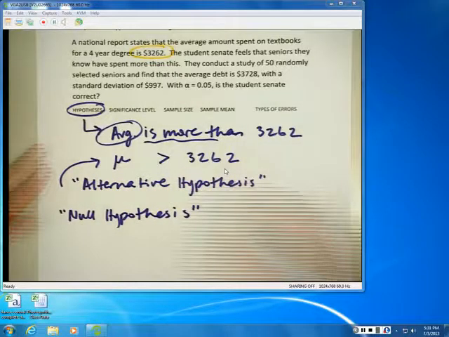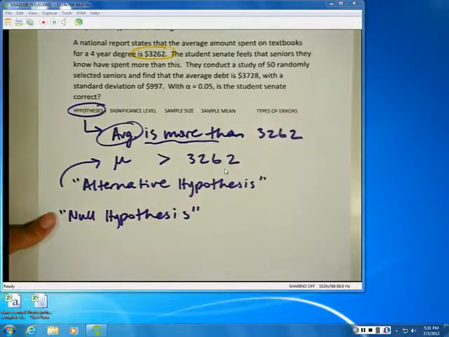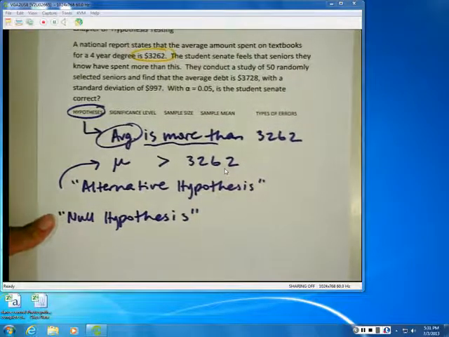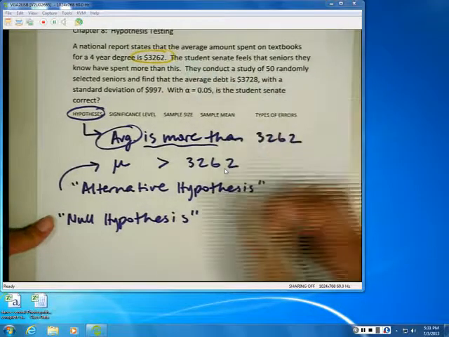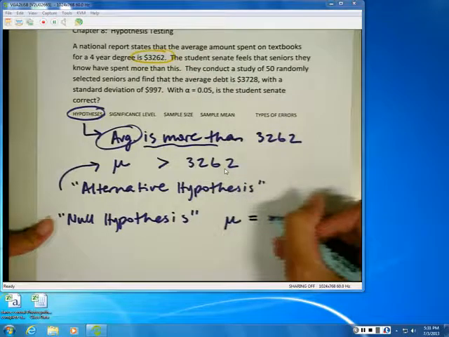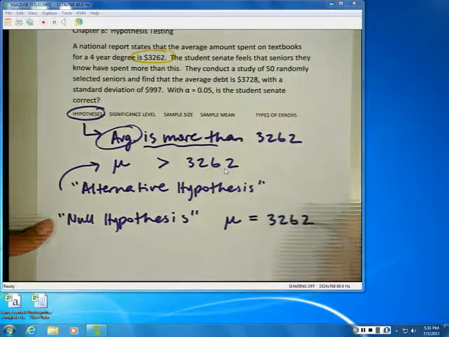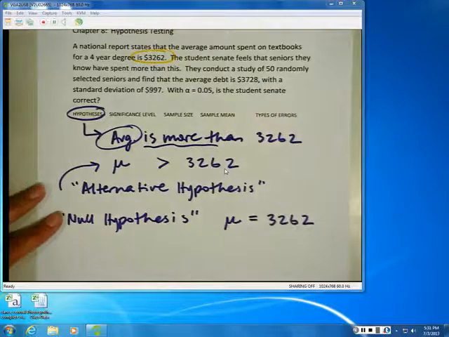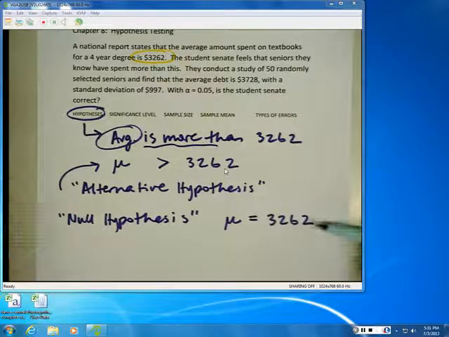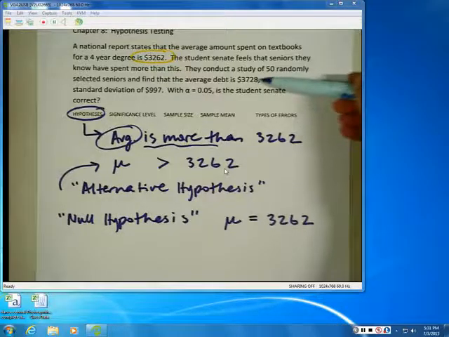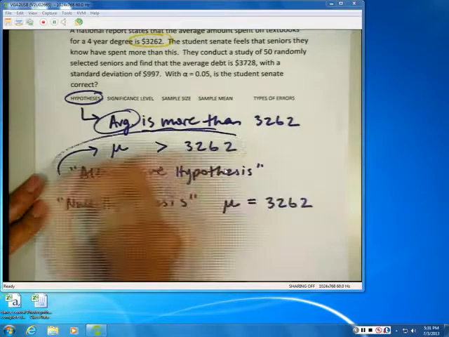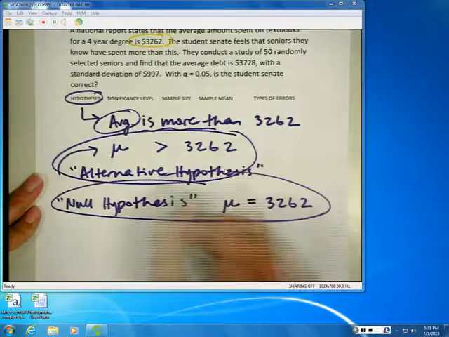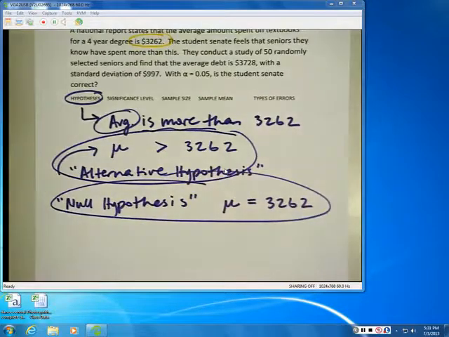The null hypothesis is along the lines of innocent until proven guilty. So with the null hypothesis, we go ahead and assume that, you know what, let's just say that the report is correct and that the average is actually 3262. So what we want to really do, though, is start with the null hypothesis, that it really is true, and we want to see if our number, the 3728, is significantly more than that. Let me put these two together. We've got the alternative hypothesis and we've got the null hypothesis. We can go ahead and state those now.